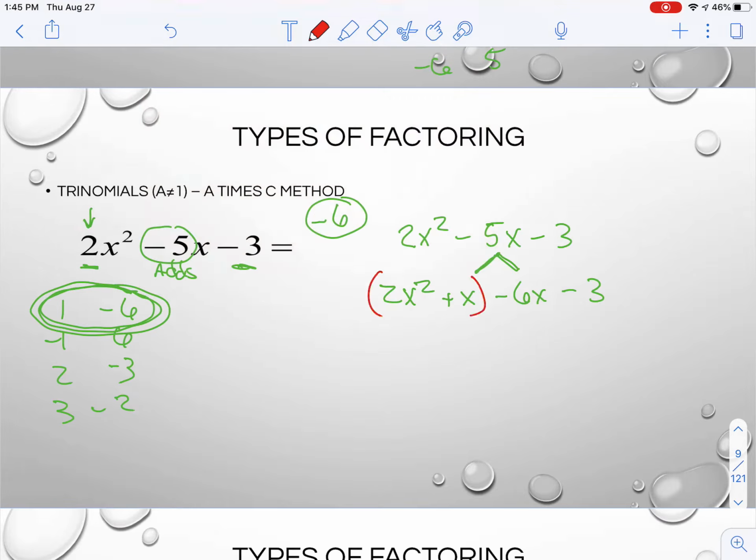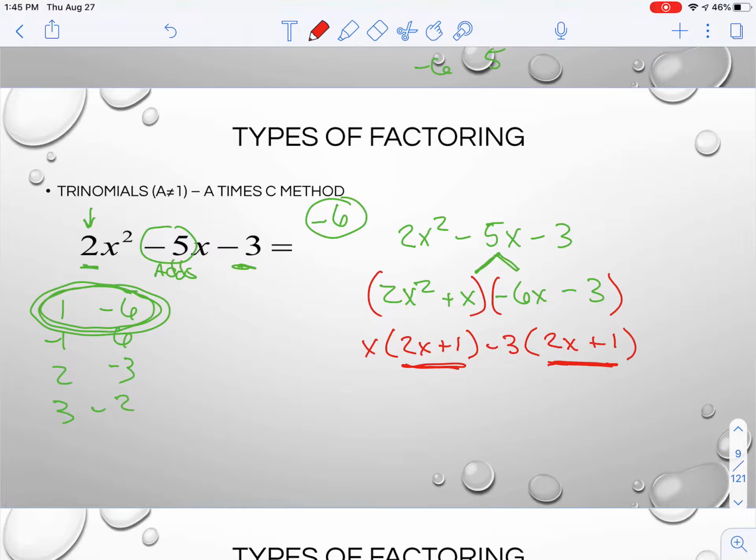All right, so I'm going to group those two together and those two together. So what's a 2x squared and an x have in common? An x. So a 2x plus 1 remains. Okay, what's a negative 6x and a negative 3 have in common? I'm going to pull out a negative 3. Therefore, a 2x plus 1 remains. Okay, and the whole goal of this is to get the same thing out twice. If you don't, you did something wrong.